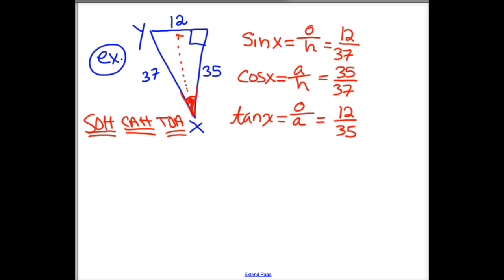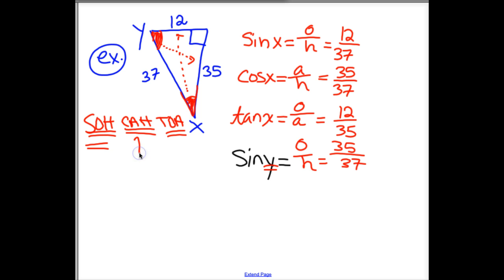Now, if I change the angle on you, and I were to say, well, what's the sine of y? Then things change, because now I'm looking at angle y as my reference angle. And so when I talk about the sine being opposite over hypotenuse, the hypotenuse is still 37, but now the opposite of angle y is 35. So I just have to be careful that I'm always looking at the angle they tell me to, and then I use this little acronym to set up the trig ratio.